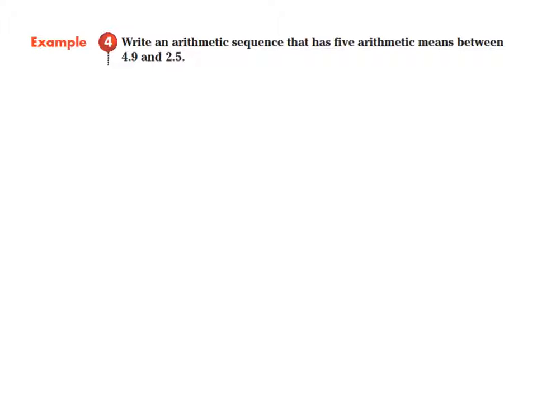Okay, so for example 4, it says to write an arithmetic sequence that has 5 arithmetic means between 4.9 and 2.5. So this is another combination of using that formula, right? So let's set that up first. The first 5 terms, right? So we have A1, A2, A3, A4, A5. And we have 4.9 as our A1, and we have 2.5, right? An arithmetic sequence that has 5 arithmetic means between them.